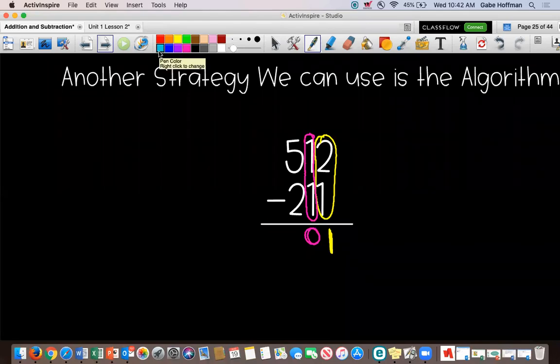Then lastly, I'm going over to the hundredths place. So what I'm really doing is 500 minus 200. So this is actually 500, and this is actually 200, and I'm doing 5 minus 2 and getting 300. So then my answer is 301.